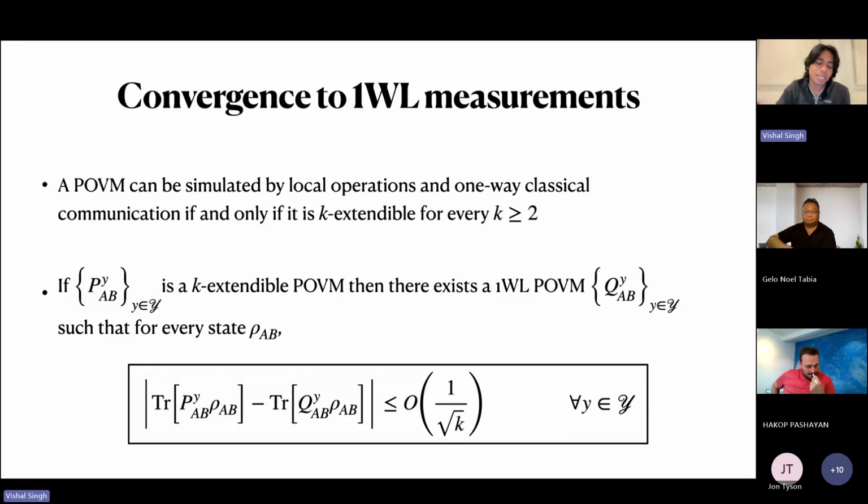And a similar thing is true for channels as well. In fact, what you can show is that if you consider k-extendable channels and you demand them to be a channel of the form that takes a quantum input and returns a classical output, it is equivalent to this k-extendable measurement that we have defined. So that is another sanity check that indeed this is the correct definition that we're looking for.